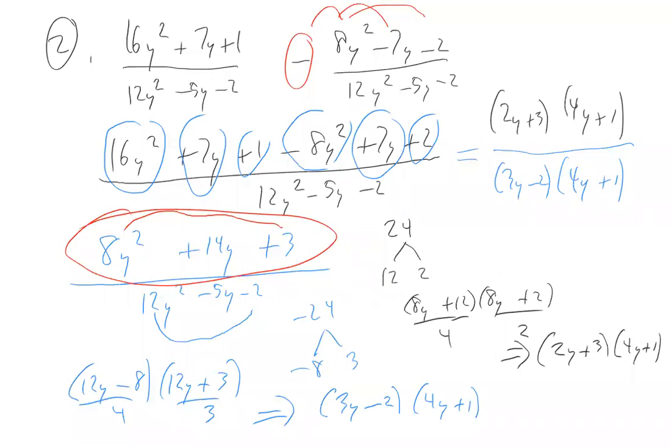Now I can cancel out the common factor from the bottom and the top. That leaves me with the final answer, which is 2y plus 3 over 3y minus 2. Now let's go on to problem 3.